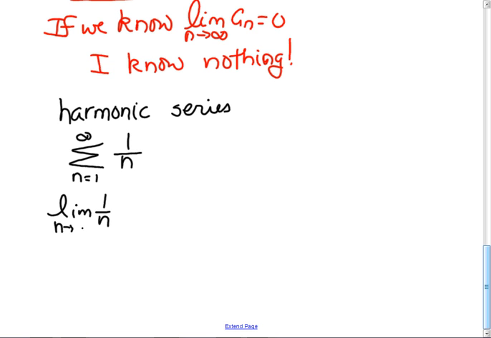Now, you're going to have to keep things straight. Doing a limit of a sequence is pretty straightforward. Just find the limit of the sequence. Don't get it confused with series. This is 0. But guess what? This one diverges.